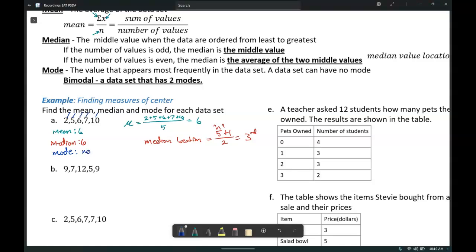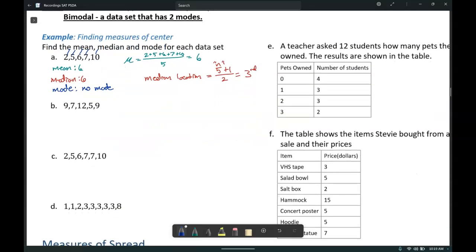So in this case, we have no mode. There is no mode. Let's go ahead and look at example B. So to find our mean, take the sum of our values. If I could draw mu, there we go. We'll take the sum of our values.